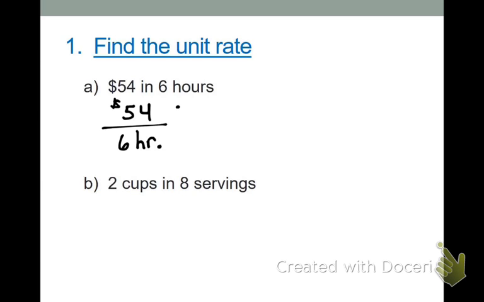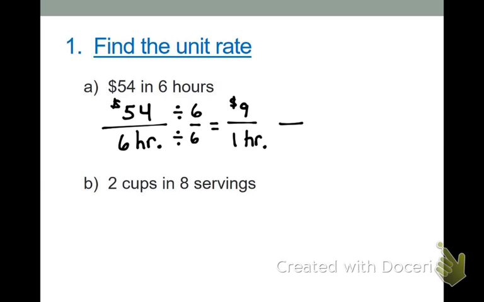So divide by 6. Do I do it just on the top or just on the bottom? Do the same thing to both. Do it to both of them. 9 what? Over 1. $9 over 1 hour. $9 over 1 hour, okay? There is a way to write this, $9 over 1 hour. That means $9 per hour.